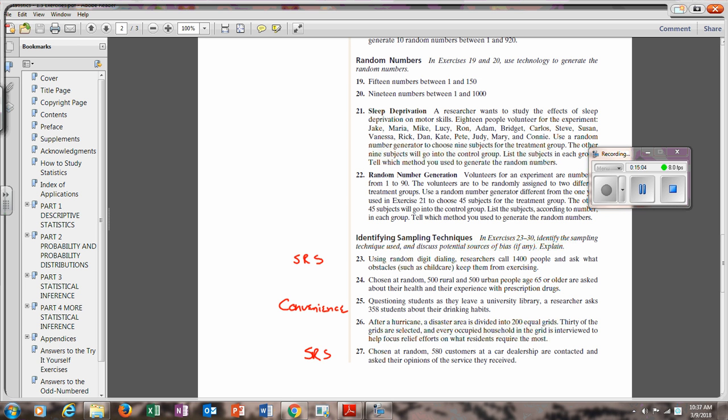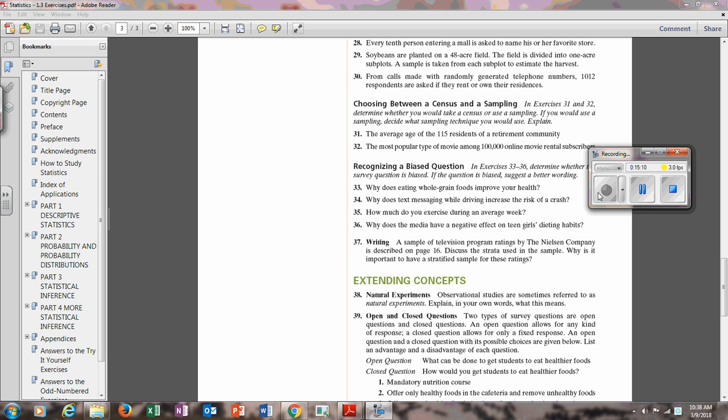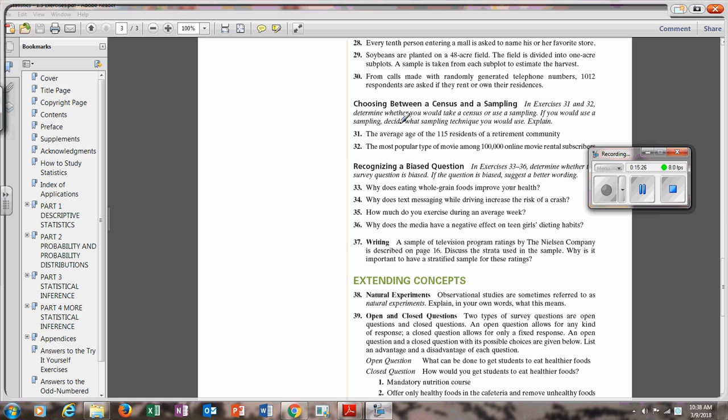Number 29. Soybeans are planted on a 48-acre field. The field is divided into 1-acre subplots. A sample is taken from each subplot to estimate the harvest. This is stratified sampling. The reason it's stratified is it's broken into 1-acre plots, which are the different strata. Each 1-acre plot is its own stratum, and then we're taking a sample from each one of those.